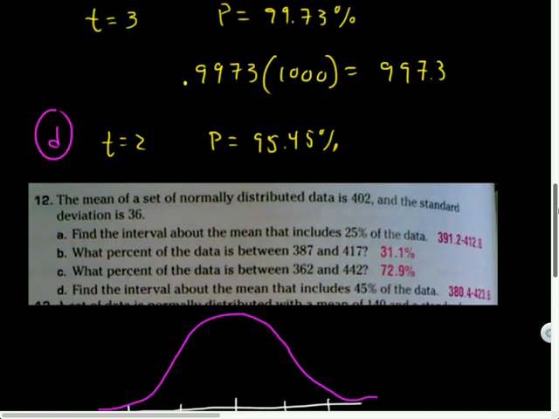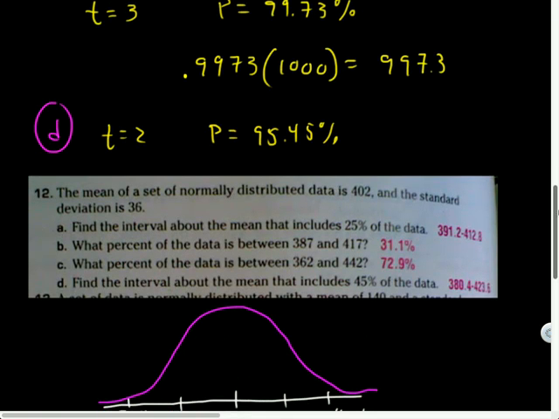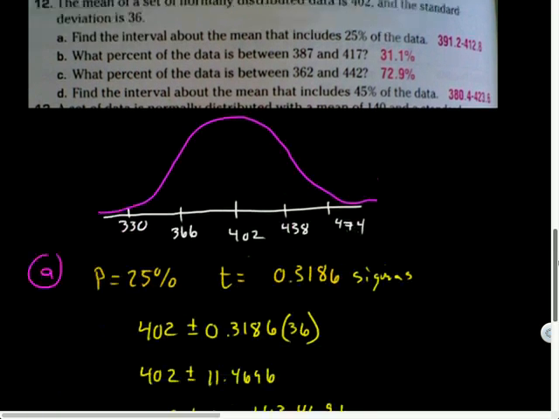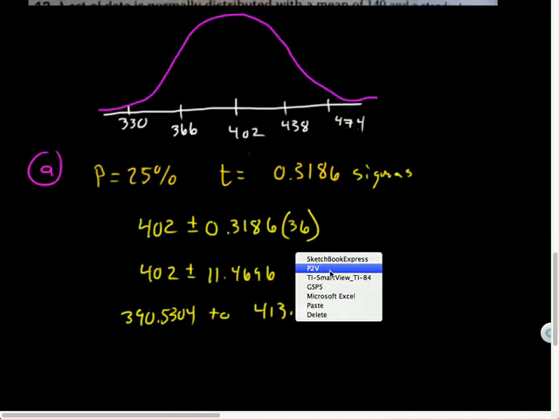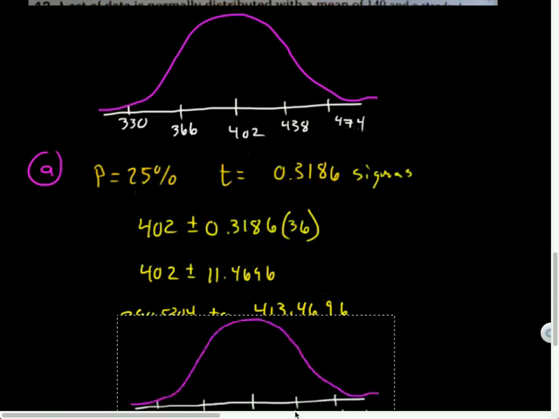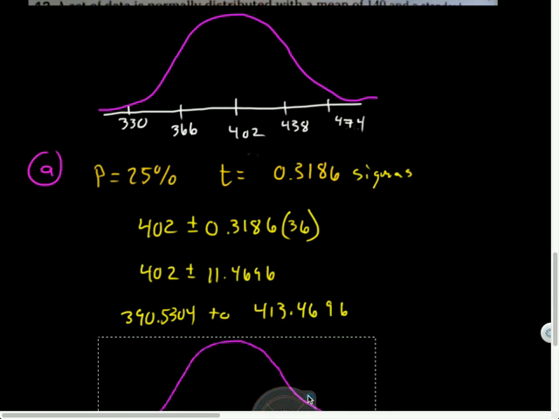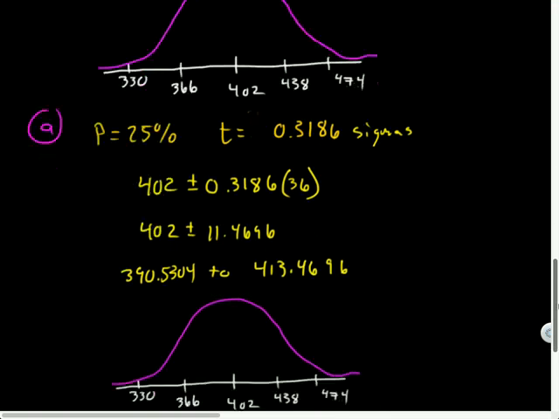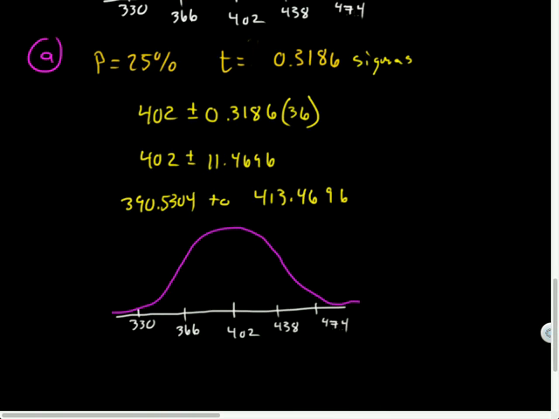Let's see, part B: what percent of the data is between 387 and 417? Why are our answers different from the book? The book might be rounding differently. Remember, I gave you a chart, which was awesome. The book's chart is pathetic.